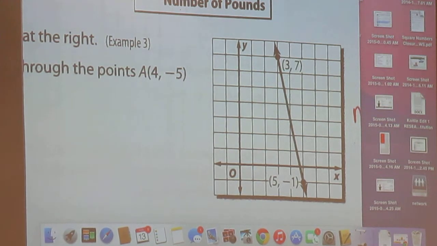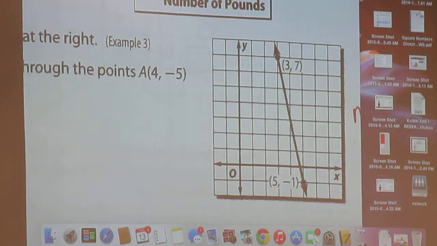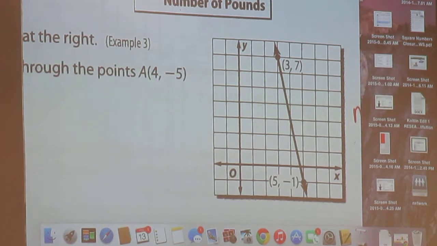Now let's check ourselves another way. Using those 2 points, let's do it in the equation and see if you also get negative 4. Stand up when you've got that one problem done, please. It's (5, negative 1), (3, 7). Or (3, 7), (5, negative 1).